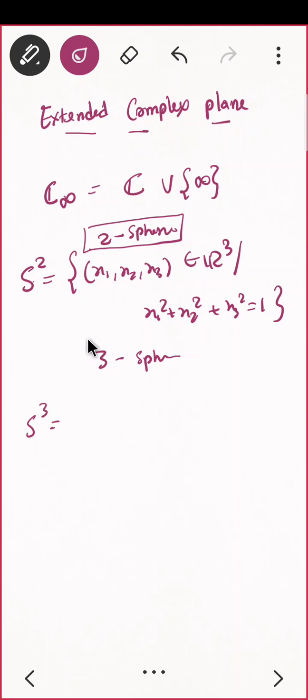Correct? And sometimes we also call S0, that will be mod z equal to 1. So this is the standard notation for the n sphere, you can say. The n sphere, that is Sn, will be contained in R n plus 1. Okay, this is the standard notation for this.